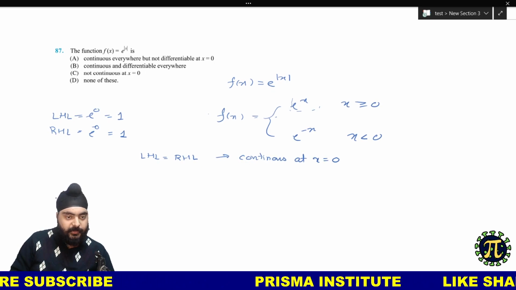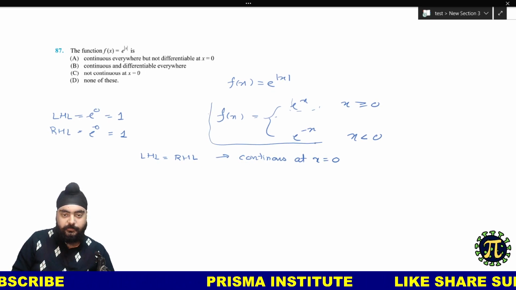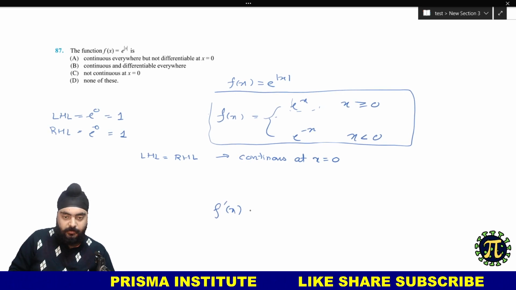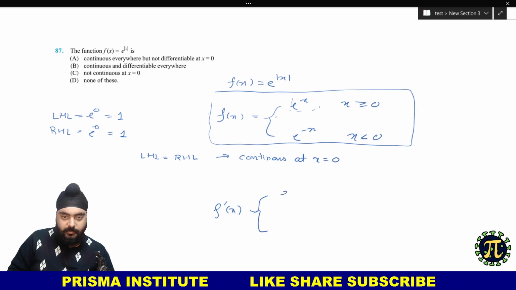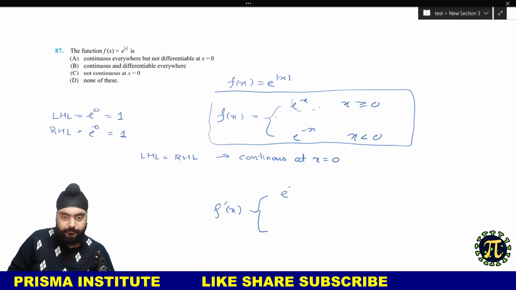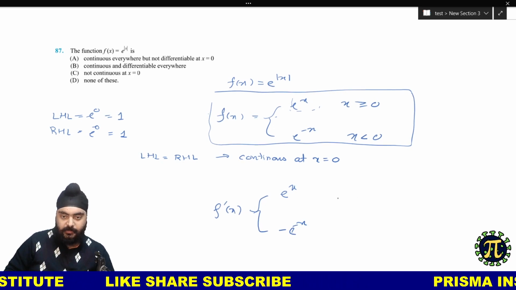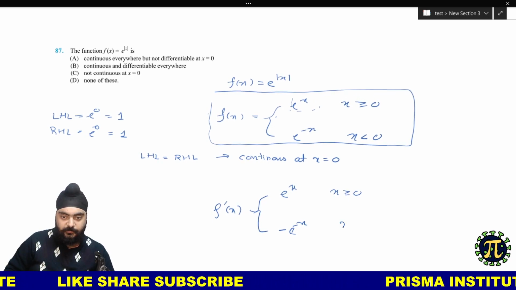Okay, what about the left hand derivative and right hand derivative? So what I can do is differentiate this whole function. As it is, f dash x is e to the power x, and e to the power minus x differentiates to minus e to the power minus x. So this is for x greater than or equal to 0. This is for x less than 0.